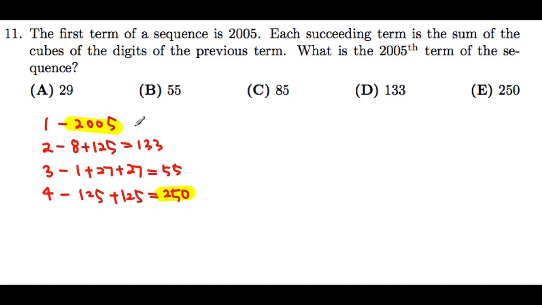Now, when you divide 2005 by 3, we realize that that's the same thing as 1 modulo 3. In other words, when I divide 2005 by 3, I will get 1 as a remainder. So therefore, our answer will be the same thing as these two. In other words, 250 will be the value for the 2005th term.